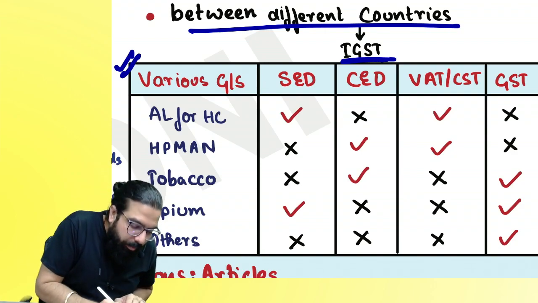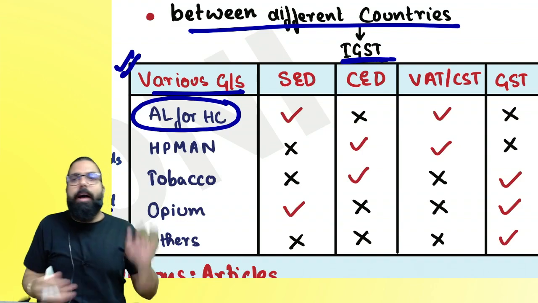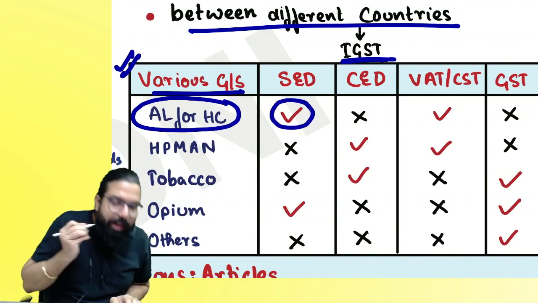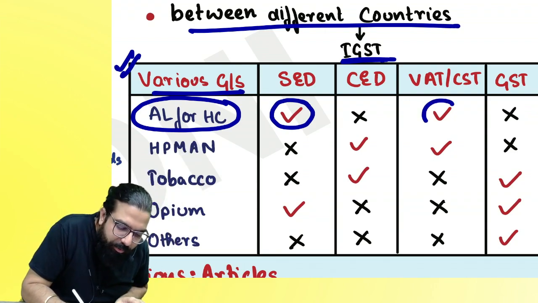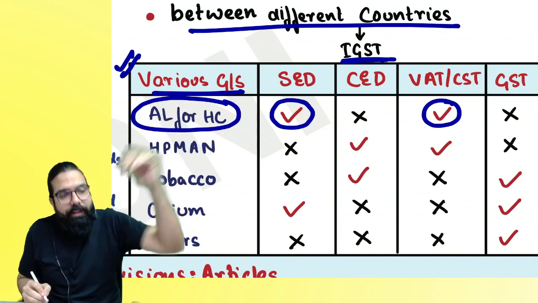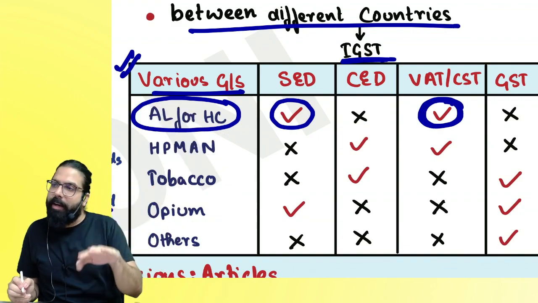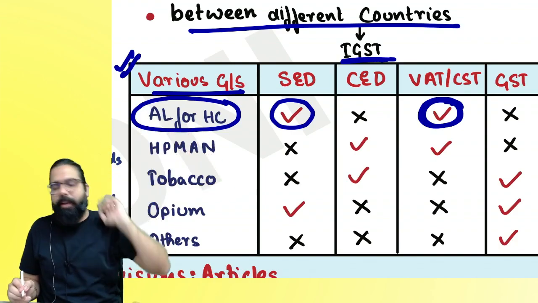Next. Various goods and service and the various taxes. What is AL for HC, everyone? Alcoholic liquor for human consumption. Whenever manufactured, what is charged? State excise duty. When it will be sold, state government will charge VAT. Or if it is sold outside the state, you will have to charge what, everyone? CST. Can I go ahead? Inside the state, VAT. Outside the state, you will have to charge CST.